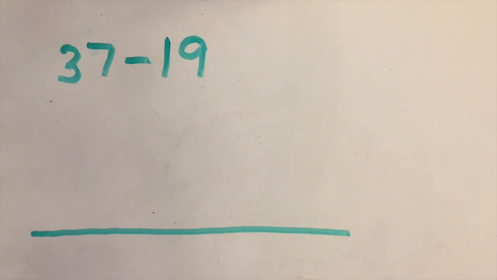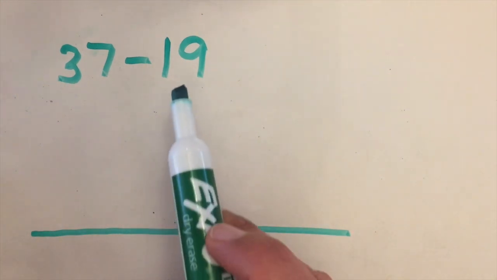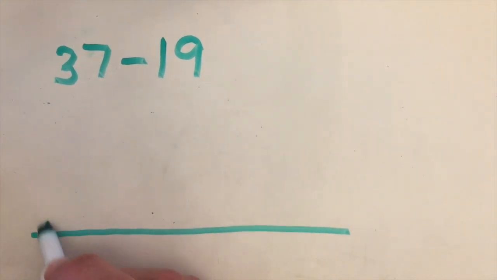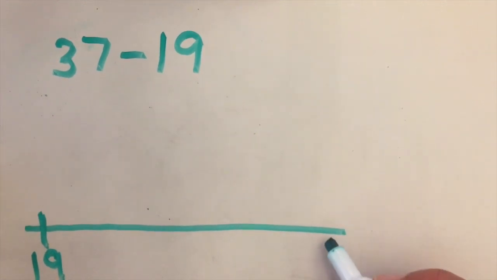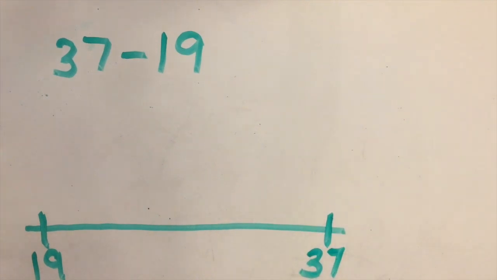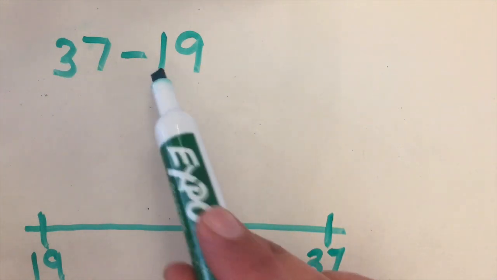Before we work with three-digit numbers, let's do an example with two-digit numbers. So in this case, we have 37 minus 19, and the line I've drawn here is a number line. The way that you do this, you look at the small number, which is 19. 19 goes on the left-hand side. The number that we're trying to get to, 37, is going on the right-hand side. What we're essentially doing is we're turning a subtraction problem into an addition problem. We're going to count from 19 to 37, which will give us the difference between 37 and 19.